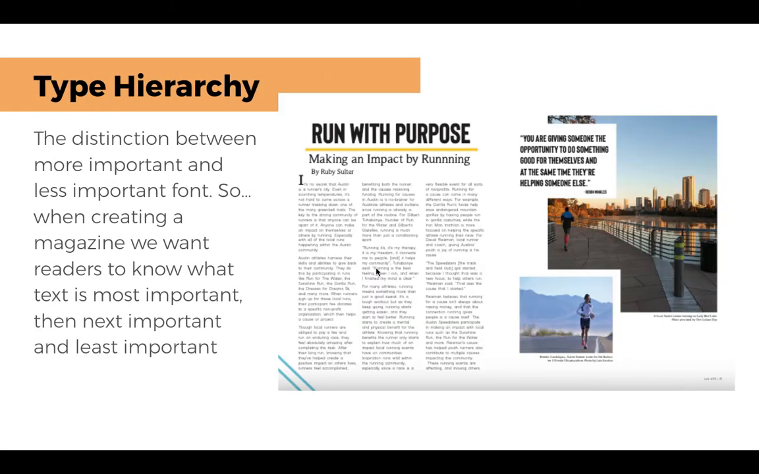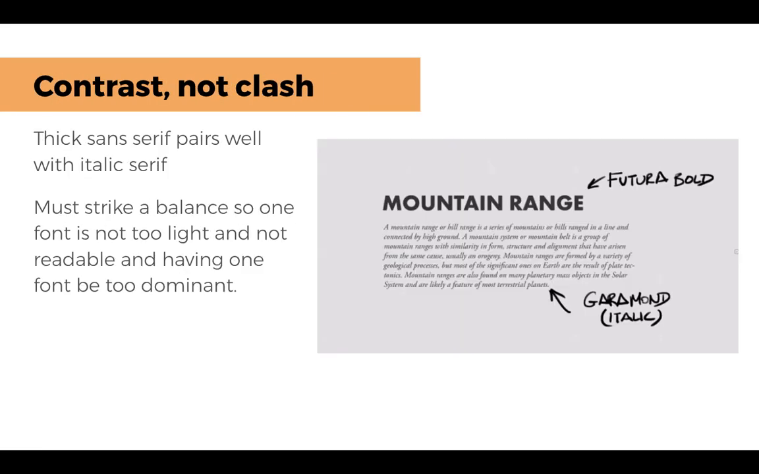And why is that? Because of type hierarchy. We need to understand what is the first thing the readers need to read, and what is the second thing, and what is the third, and what is the fourth. So think of it kind of like a ladder. What is the first thing we want to see, then next, then next, then next, right? So we need to be able to do that with type.